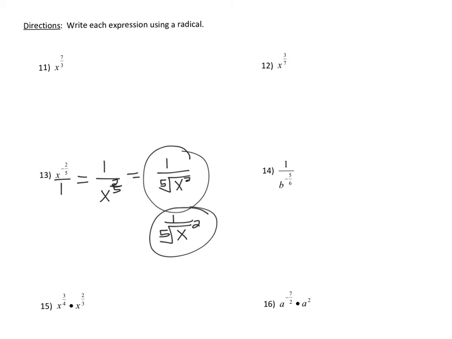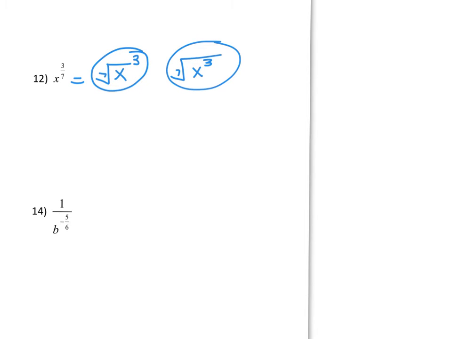All right, so you guys try out the evens on this page, and then you can hit play and see how you did. Okay, so number 12, this one's quick. We just have to rewrite it using power over root. We're going to write it in radical form. So this would be the 7th root of x to the 3rd power. And you can put the 3 on the outside of the radical, or if you prefer, you can put it right on the x. Either one of these two answers is acceptable.